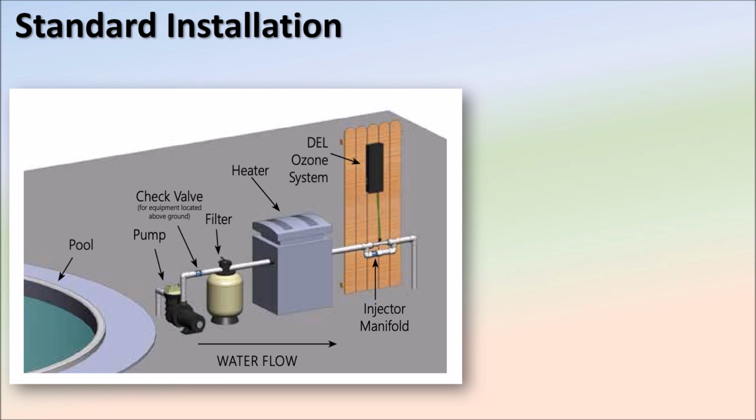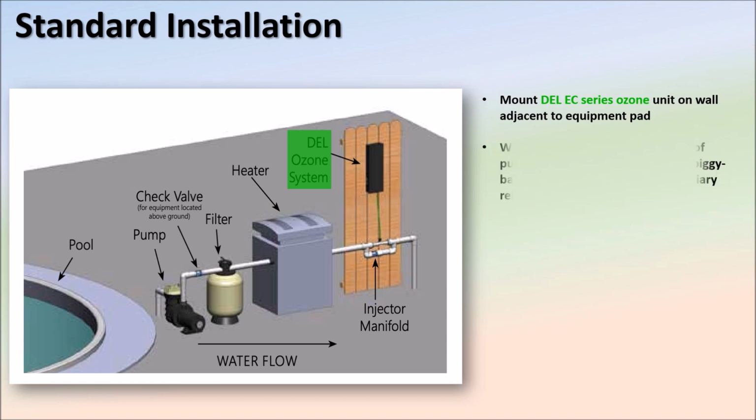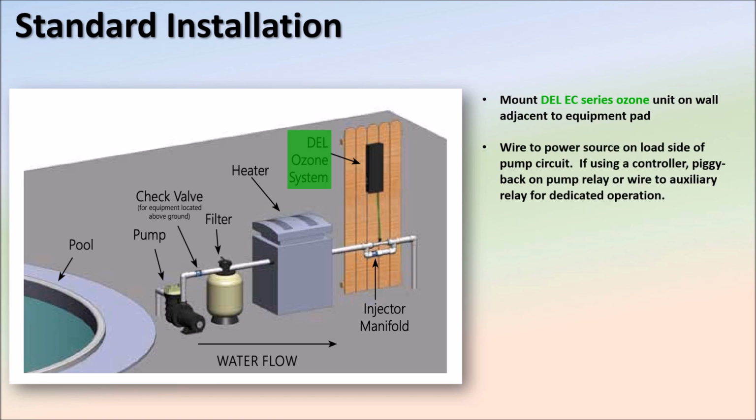To install, first mount the EC Series ozone unit on a wall adjacent to the pool equipment. Using a licensed electrician, wire the unit to a power source on the load side of the pump circuit according to directions in the manual. If you're using a controller, this can be on top of the existing pump relay or on its own dedicated auxiliary relay, as long as it is also receiving power only when the pump is running.